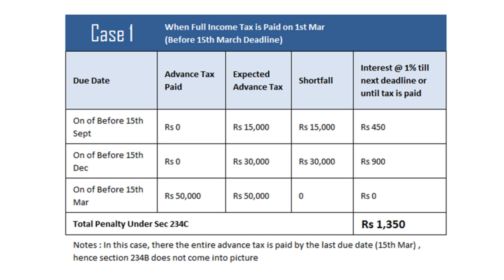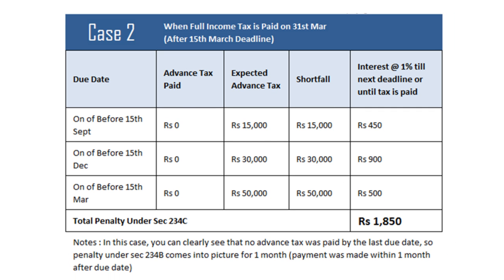If you have understood this, then it's very easy to understand the rest of the examples. Now let's move to the second case. Here, if you see the wordings at the top on the right hand side of case 2, the assumption here is that he pays his full income tax on 31st of March. This is the only change from the first case. So in the first case he paid it on 1st March. In case 2 he pays it on 31st of March. So the first two rows are exactly the same in September and December. What changes is in March.